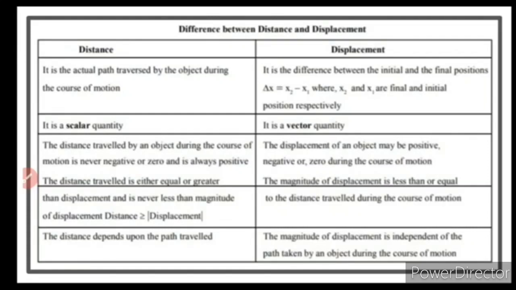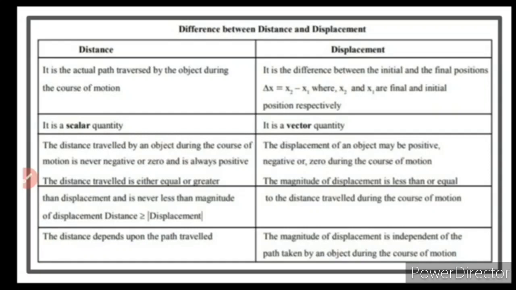Once again, we make a comparison between displacement and distance. So what is distance? It is the actual path traversed by the body, and displacement is the difference in initial and final position. Distance is a scalar quantity, displacement is a vector quantity. So the distance will always be positive. It can never be negative or zero. But displacement can be positive, negative, or zero.